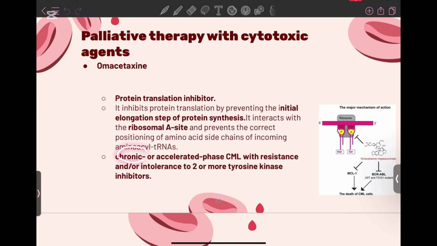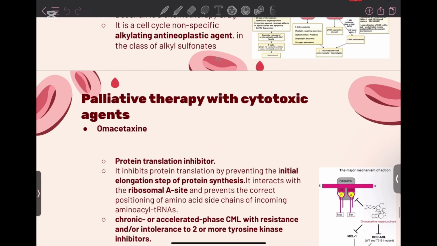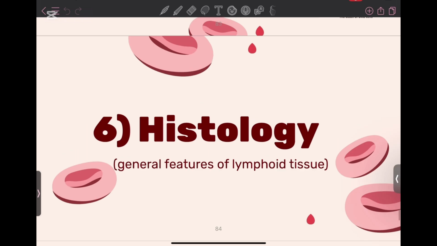It is used for the chronic or the accelerated phase of CML with resistance or intolerance to two or more tyrosine kinase inhibitors. If you focus, you can see that this phrase has been repeated in two cases. So you would use nilotinib in the chronic and accelerated phase. If there was resistance or they're not responding, you can use omacitaxine. And then, that's it.